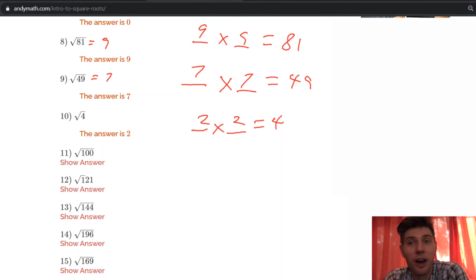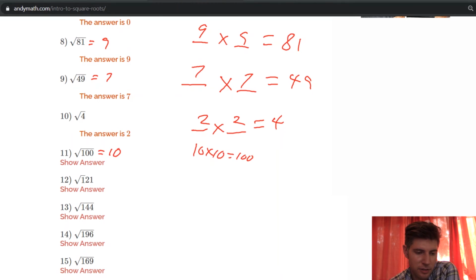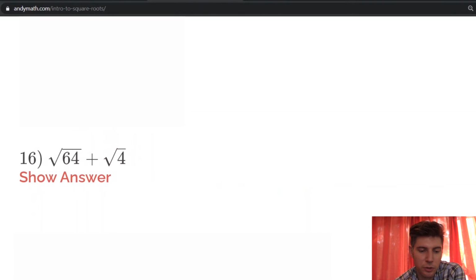Now square root of 100. Well, what times what is 100? Well, that's 10. So square root of 100 equals 10. That's the intro to square roots.